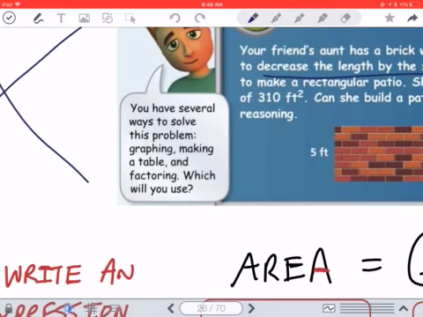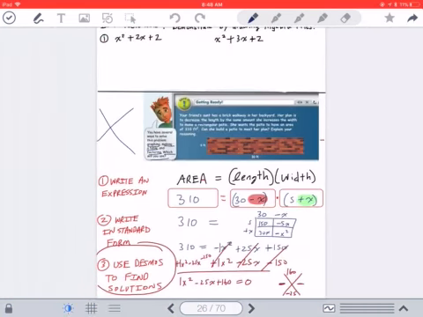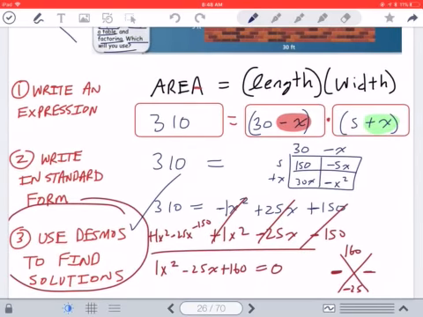All right, it says you have several ways to solve this problem. Graphing, making a table, factoring. Which will you use? We chose to graph this. You can try to factor this. It wouldn't work out.